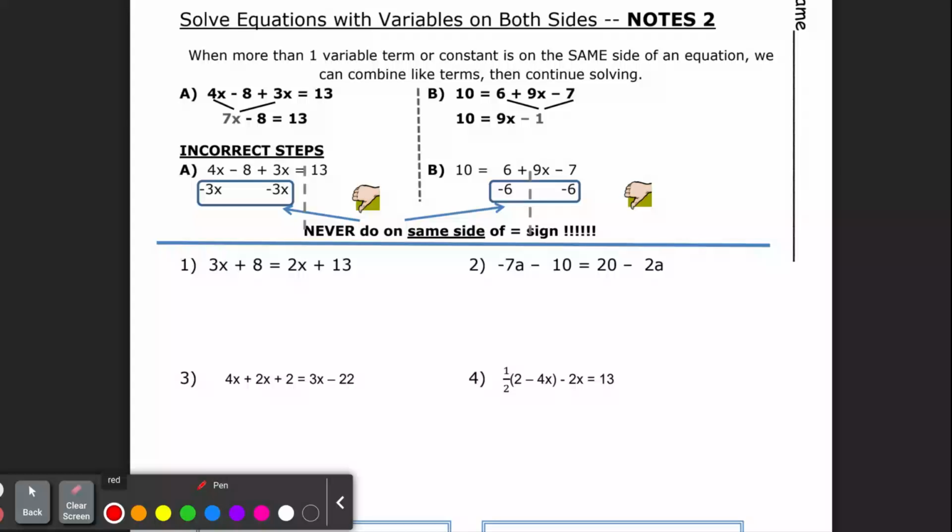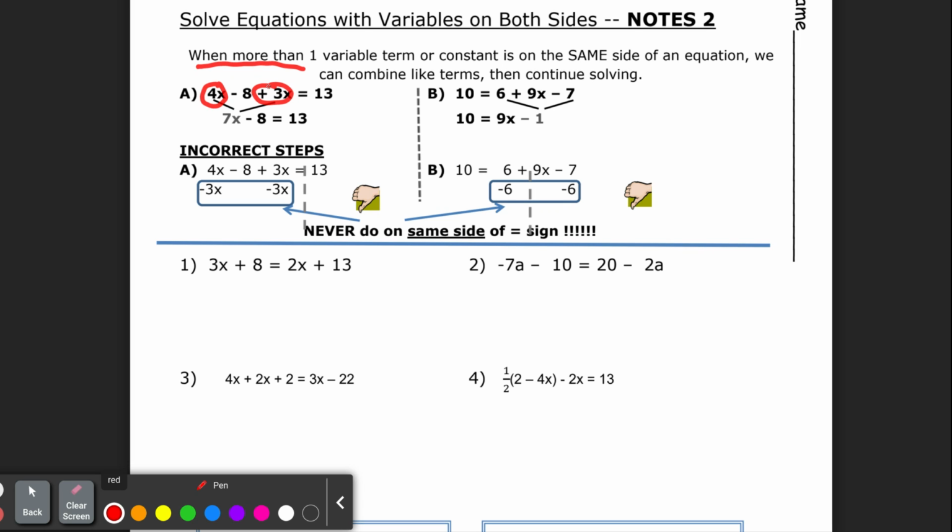Okay, so now what we're going to do on notes 2 is solve equations with variables not just on one side, but on both sides. What you need to understand up here is it says when more than one variable term or constant is on the same side of an equation, we can combine like terms, then continue solving. So here we are combining the 4x plus the 3x, and that gives us 7x. And then you can go ahead and finish working that out.